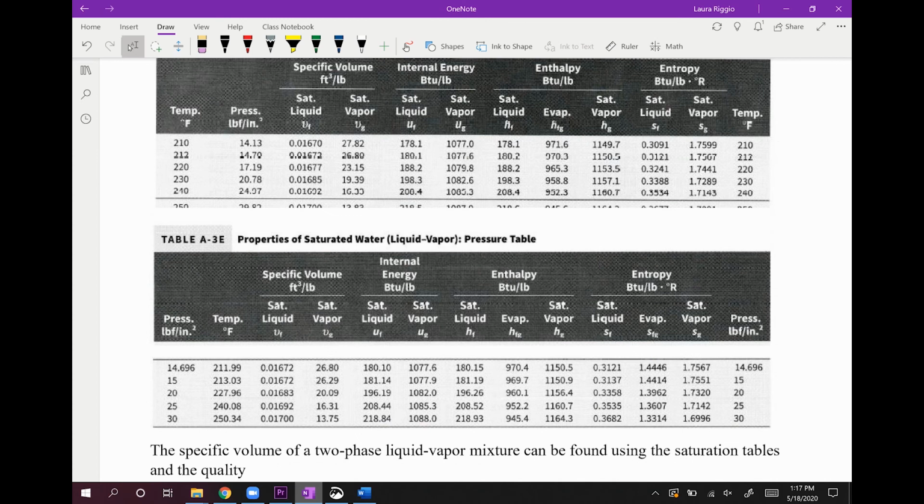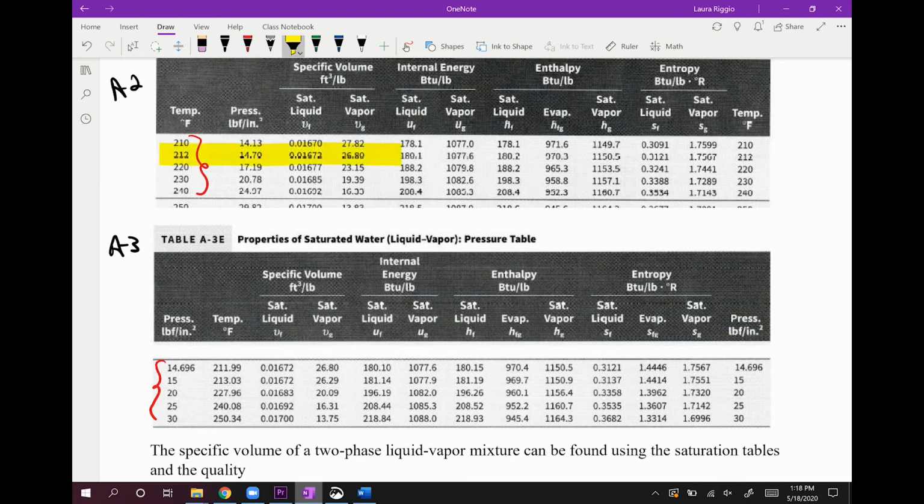So for example, this is table A2, this is table A3. You can see here we have nice increments of temperature of 210, 212, 220, and our saturation pressures are not very pleasant. Whereas for table A3, we have nice increments of pressure and our temperatures are no longer very nice.